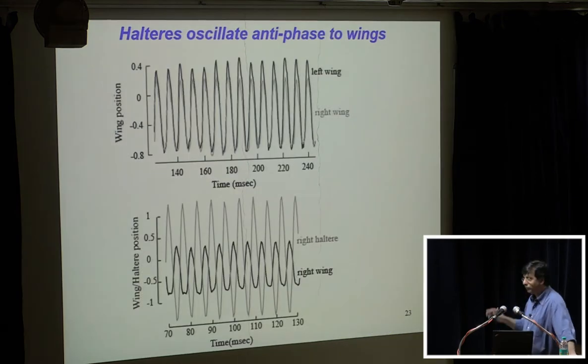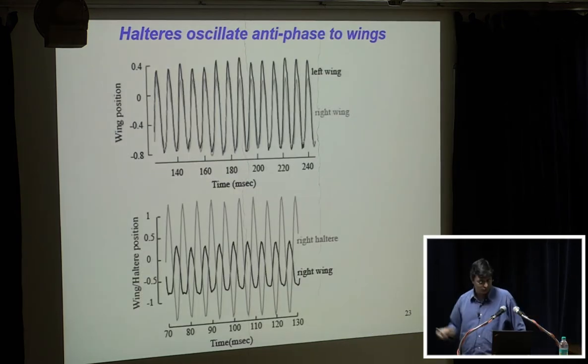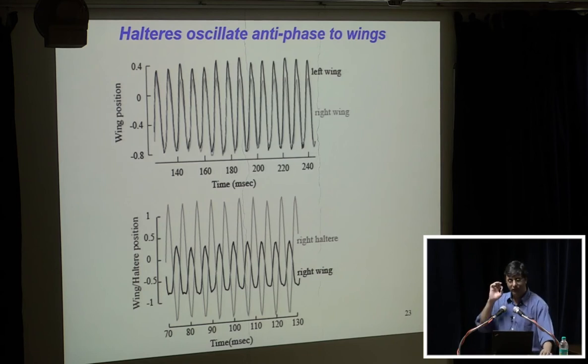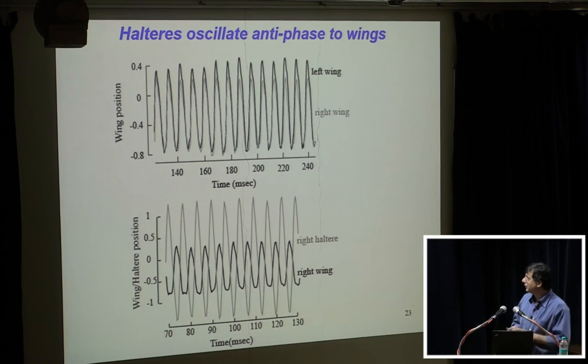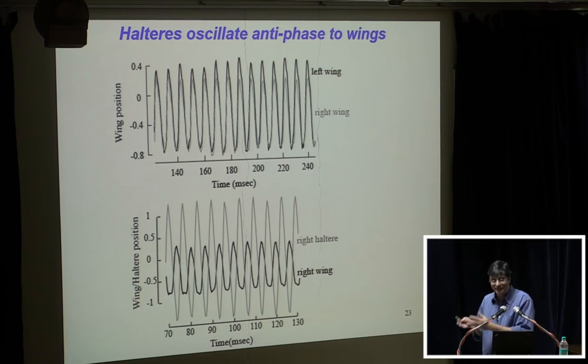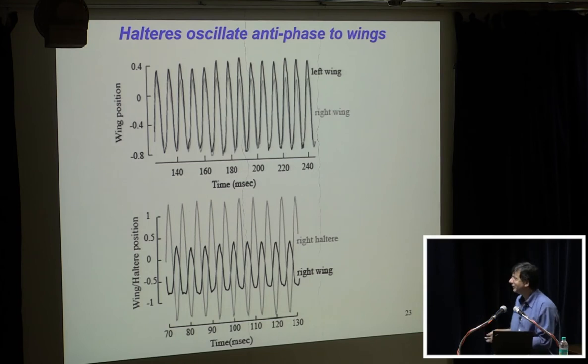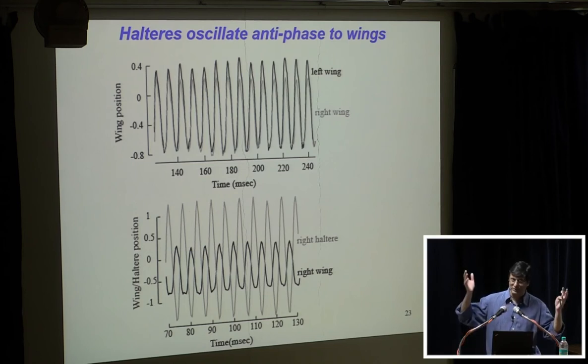Now, what you noticed in that movie that I showed you was that the haltere was exactly anti-phase to the wing. You can see that here, right? So the wings are exactly in phase, and they have to be exactly in phase. They can't even be a little off because that's going to cause imbalances that cause them to turn around. So the wings are exactly in phase, the halteres are exactly out of phase, and the natural question one must ask is, how can the nervous system operate this fast?